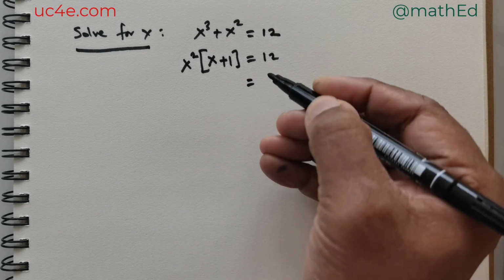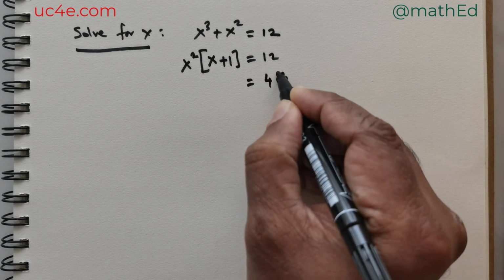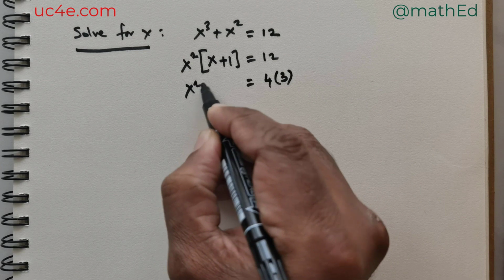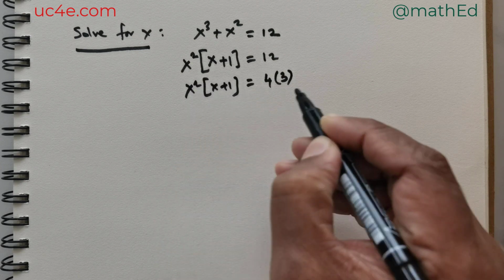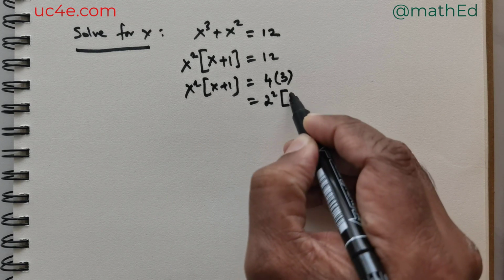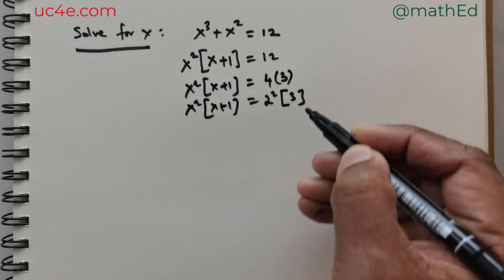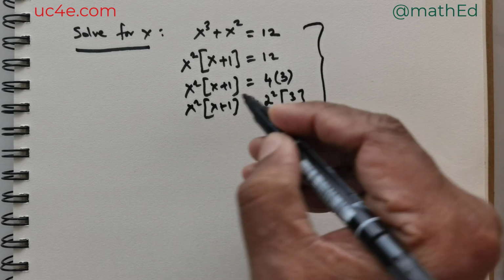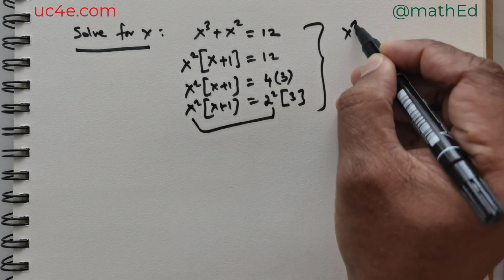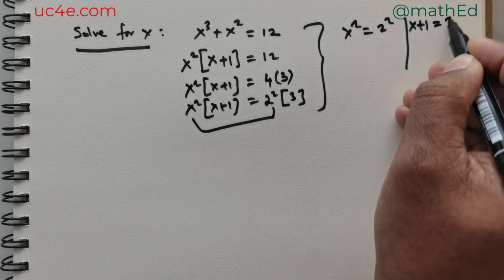So next what they would do is they will rewrite 12 as 4 times 3. That's fine. You're free to do that. And this is going to be x squared times (x plus 1). And then rewrite 4 as 2 squared, followed by this 3. And then you've got x squared times (x plus 1). Then from here they would equate x squared with 2 squared, and then they would equate x plus 1 is equal to 3.